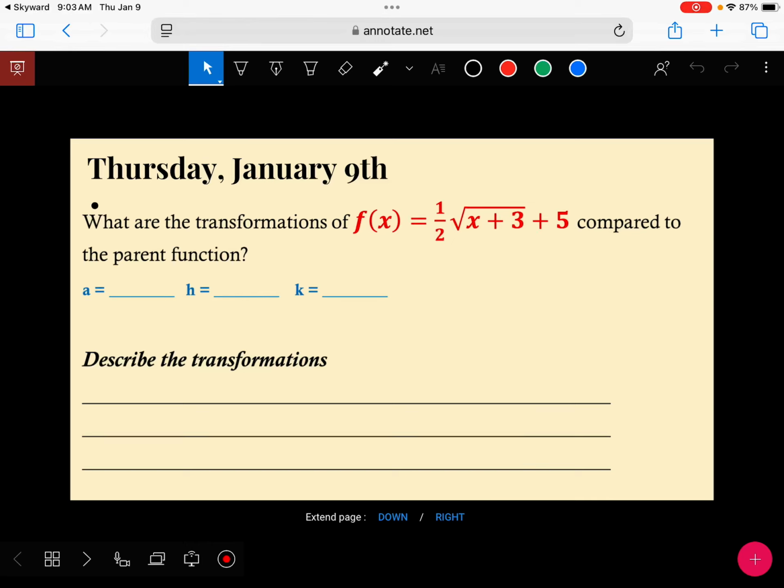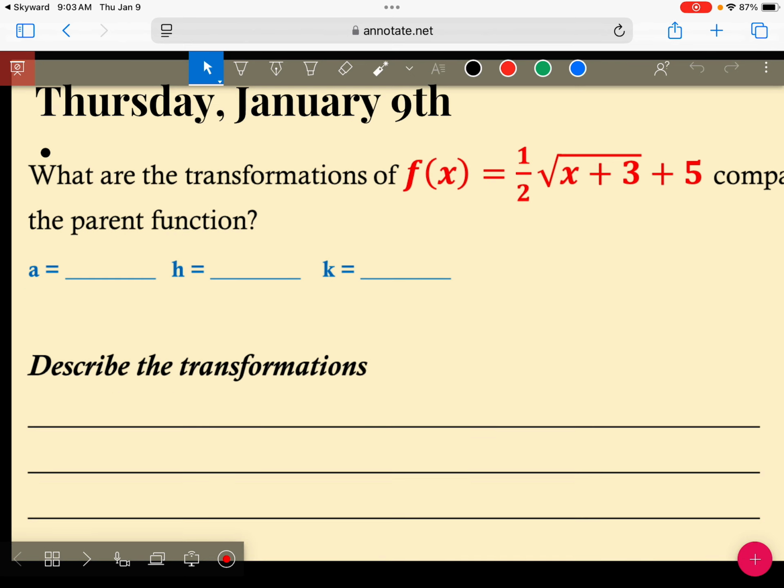Identifying our transformations, A, H, and K. So your A value, A is 1/2. That's the number in front of the square root. That would be your A value. What is that 1/2 going to make our graph do? Is it going to make it stretch or compress?